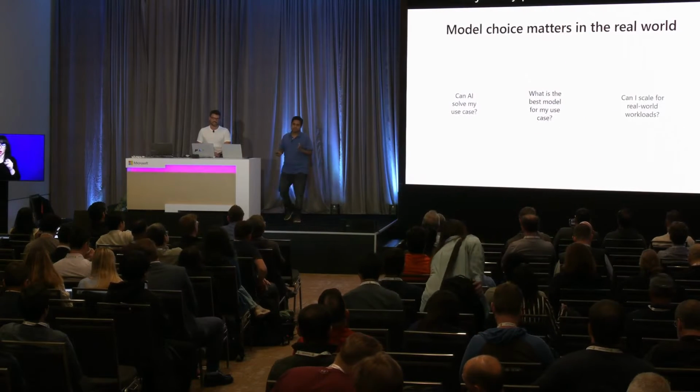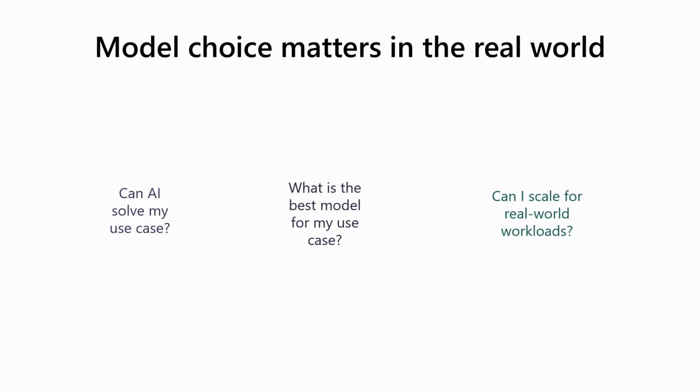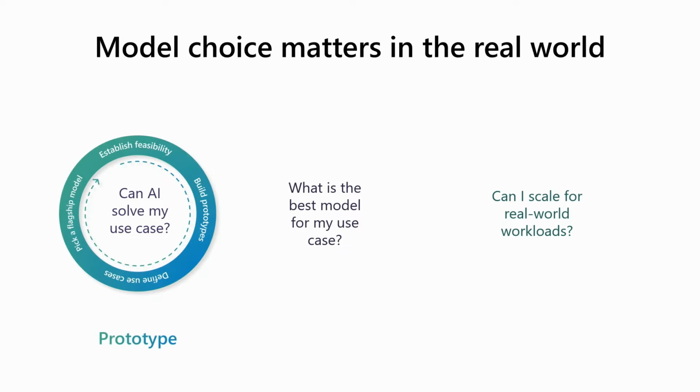The model catalog is all about model choice. Let's look at these three simple yet profound questions for why model choice is important. The first one: can AI solve my use case? If it can, what's the best model to use for my scenario? And then, how do I scale for real world workloads?